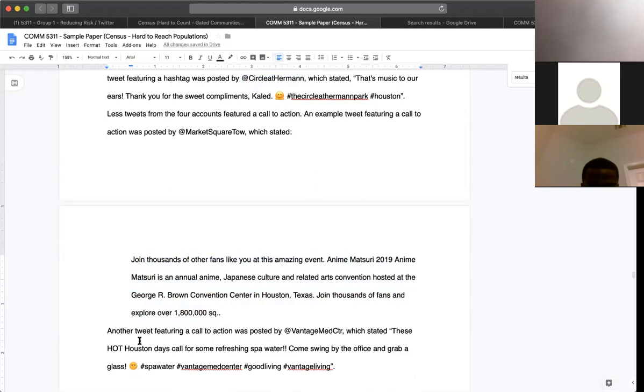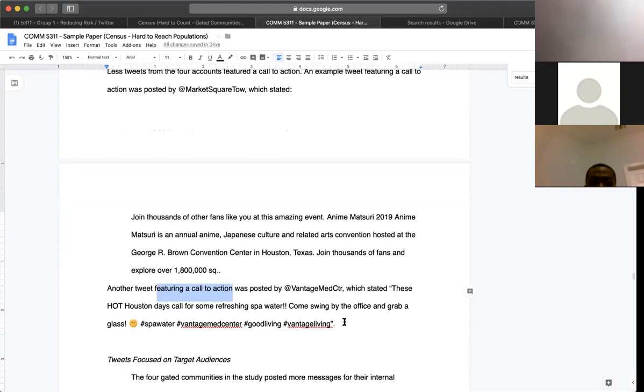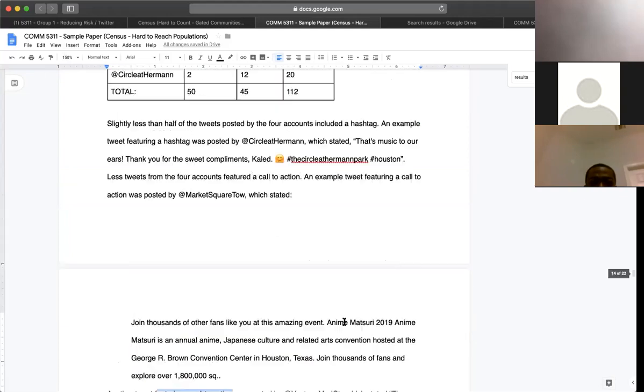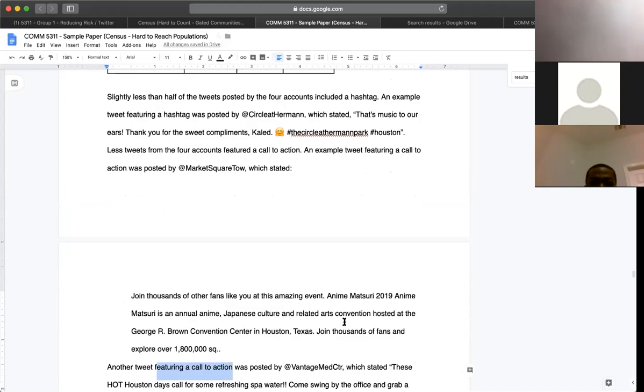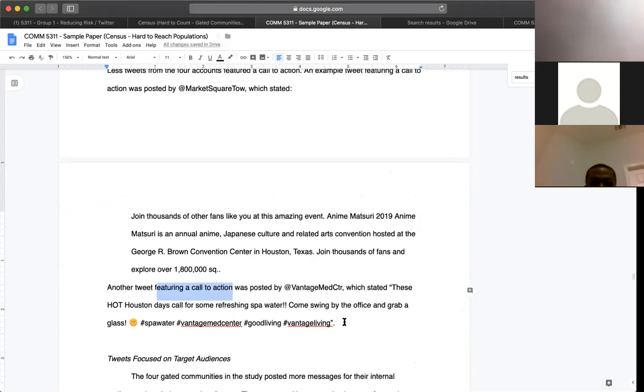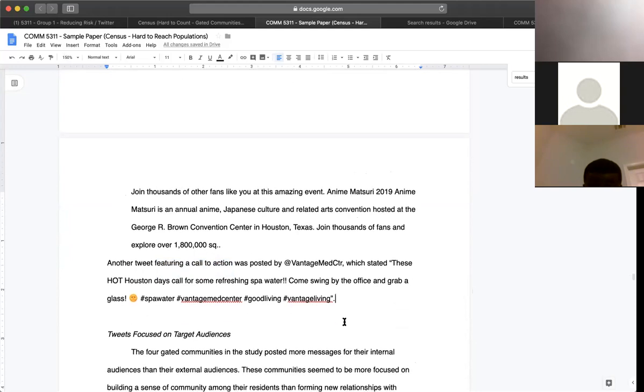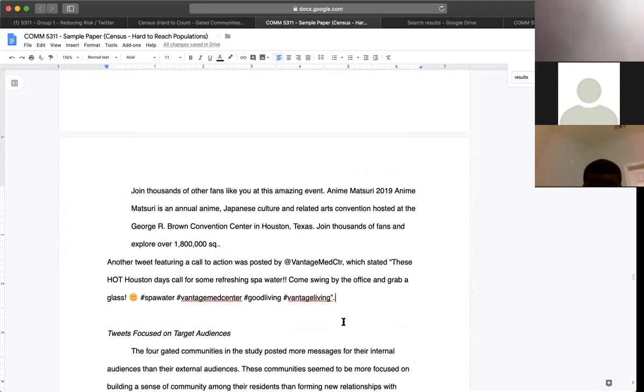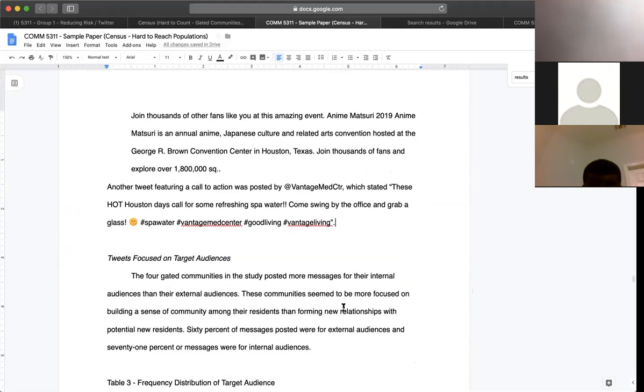So that's the block quote. And then I put another tweet featuring call to action was posted by Vantage Med Center. And so that's the one I just posted: these hot Houston days call for some refreshing spa water. So I just put that here. And I guess I did include one with a photo, but you can't really include a photo. Unless what if you copy pasted from Twitter? Usually journals don't necessarily like that.